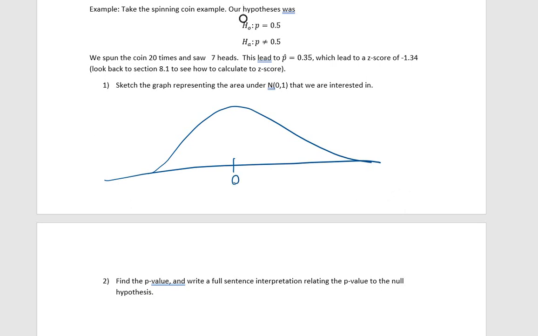So this is 0. Our z-score is going to be negative 1.34, so that would be somewhere around here. But remember, this says that p is not equal to, so we're looking for an extreme, like spinning a coin and getting 7 heads, or something that's equally as likely, spinning a coin that's fair and getting 7 tails. Right here. So remember, 7 heads is just as likely as 7 tails, which would be 13 heads. So what we need to do is find this area here.